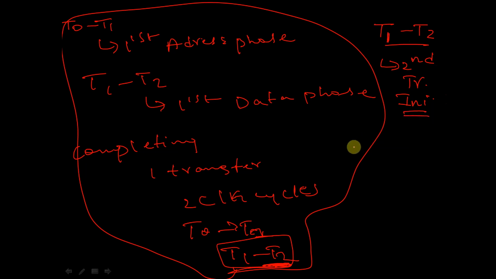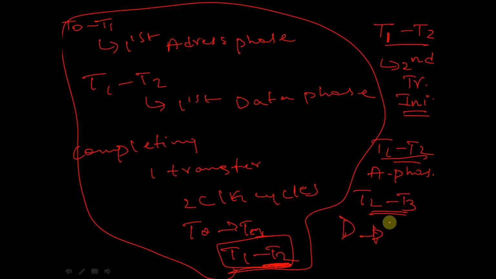and T1 to T2 is the address phase for the second transfer, and T2 to T3 is the data phase for the second transfer.